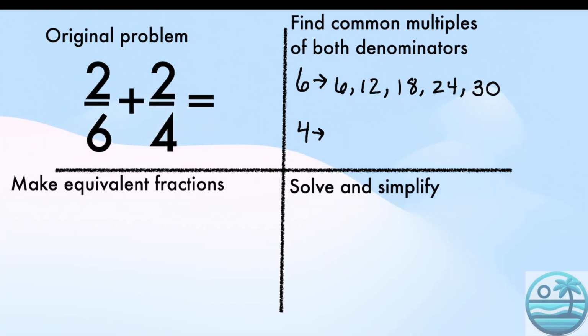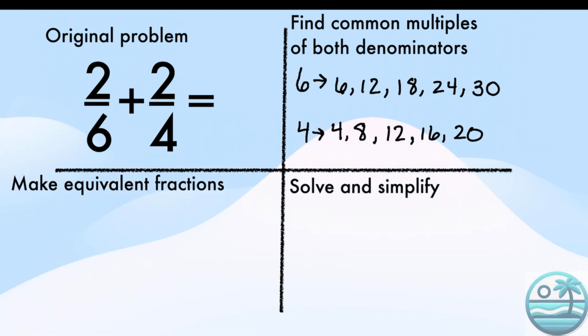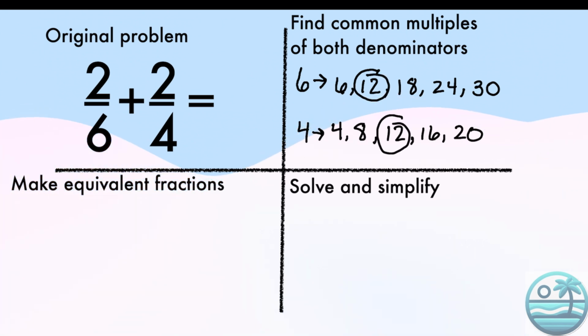Now I'll write the multiples of 4. 4, 8, 12, 16, and 20. I'm going to look for any multiples that these two numbers have in common. And I see they have 12 in common. What that tells me is I can make equivalent fractions for both of these that have 12 in the denominator, and then I'll be able to add them together.